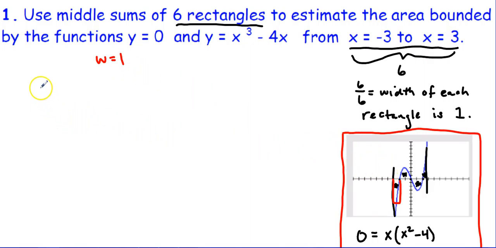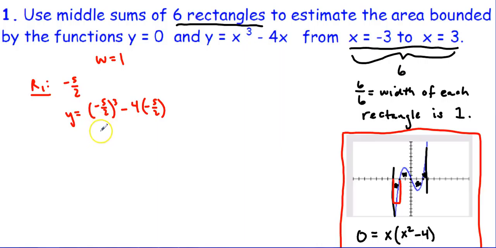If we call this rectangle 1, we need the midpoint of that rectangle, and we need to plug that midpoint into this function. So the midpoint of this rectangle is going to be -1, 2.5, or -5/2. So we're just going to plug that in. So we would get y equals -5/2 cubed minus 4 times -5/2.